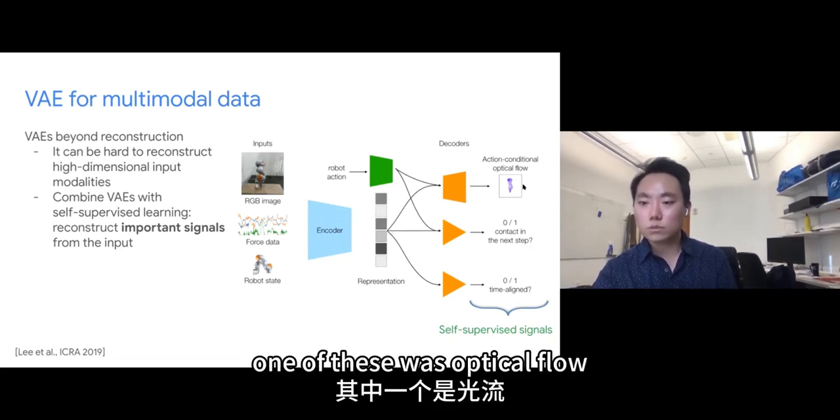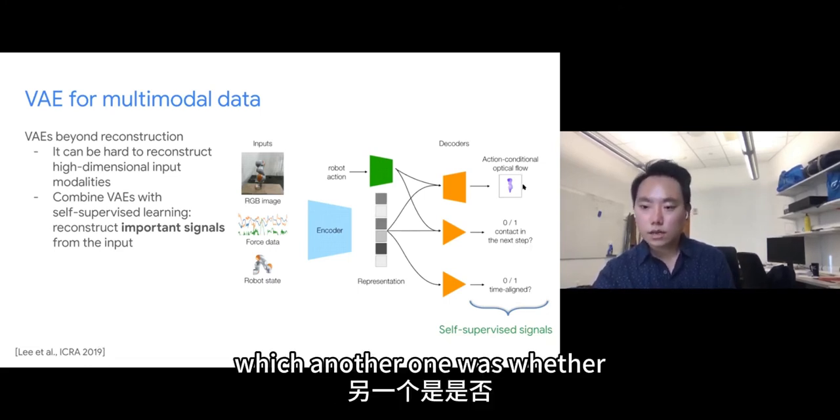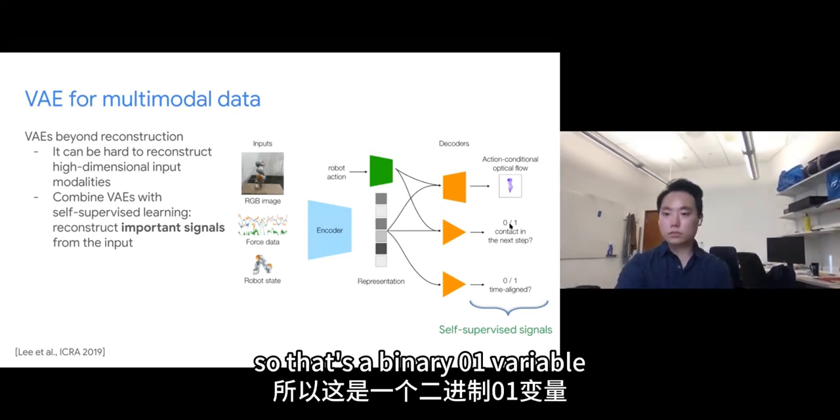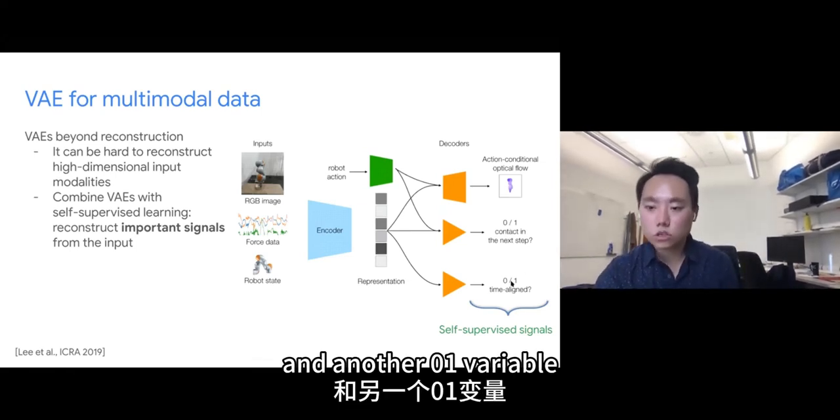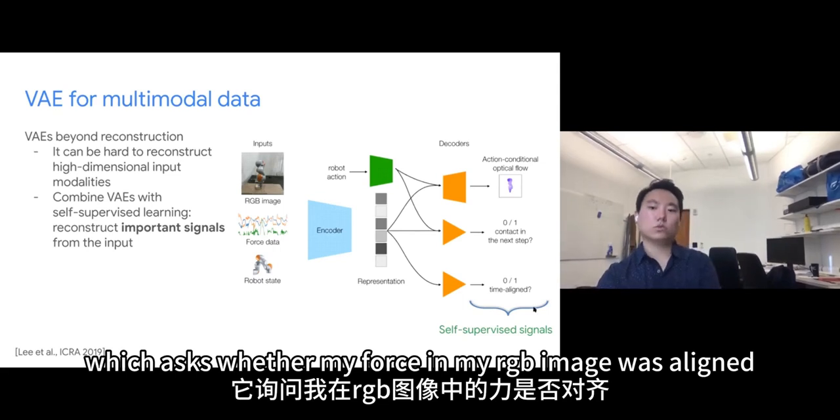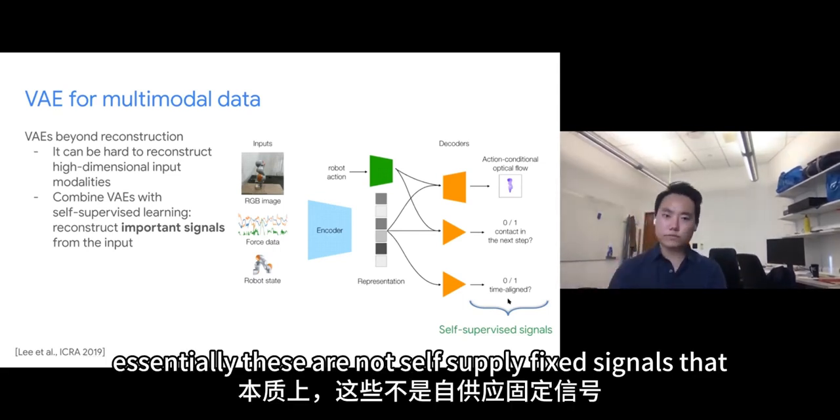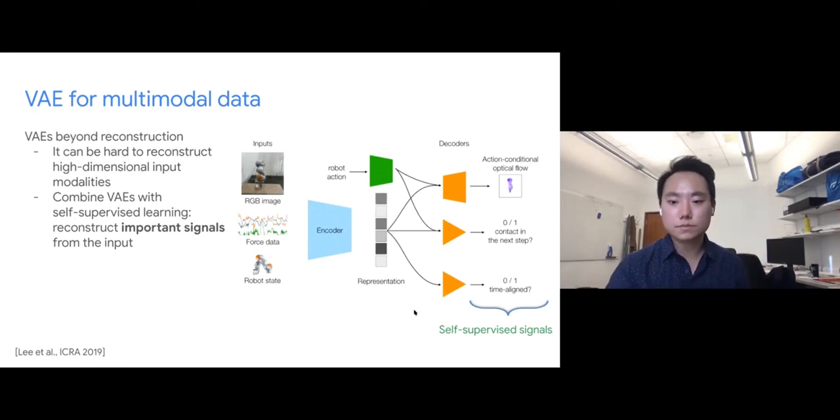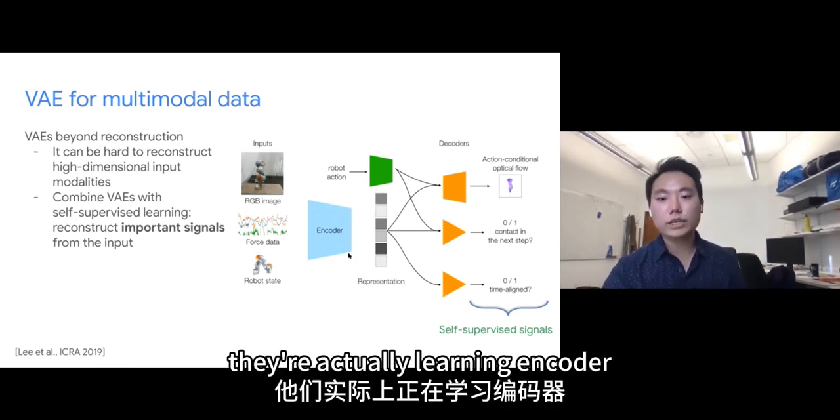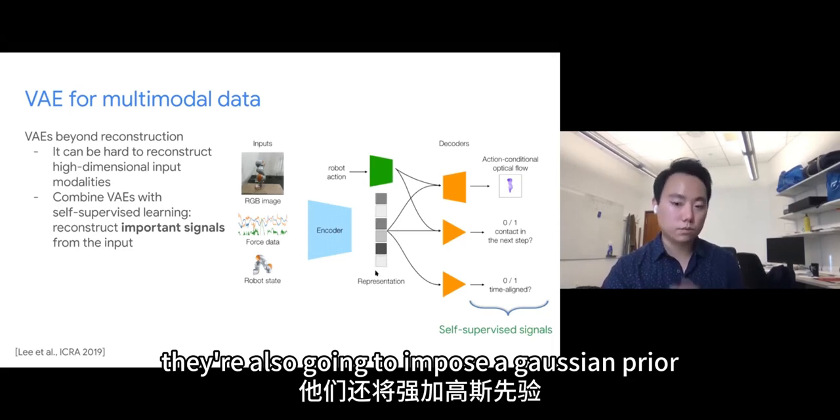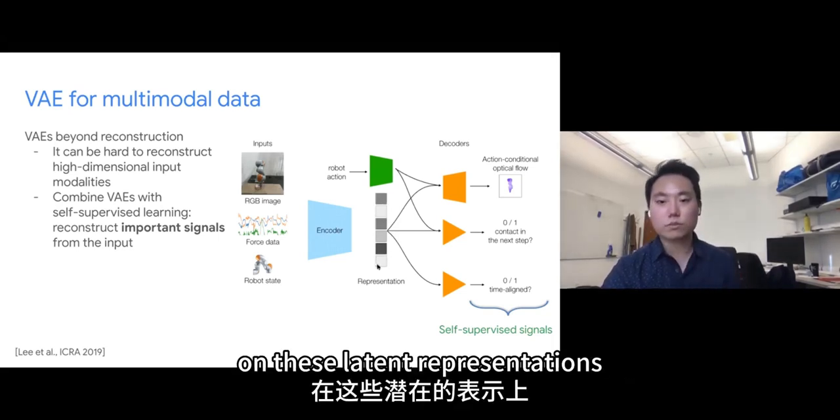One of these was optical flow, another one was whether contact was made in the next time step. So that's a binary 0-1 variable. And another 0-1 variable which asks whether my force and my RGB image were aligned. Essentially, these are self-supervised signals that by domain knowledge you can define to be important for these tasks. So instead of reconstruction, they're actually learning an encoder-decoder that predicts these things. And at the same time, they're also going to impose a Gaussian prior on these latent representations.